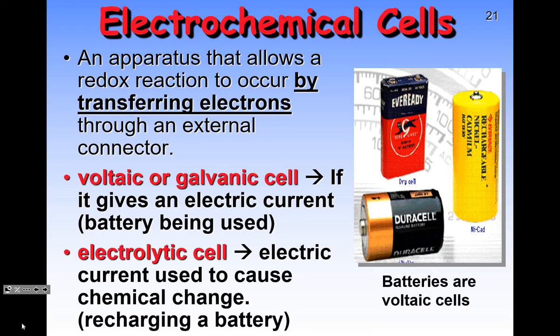So I always put a little hint here again. Voltaic is just using the battery like you would normally. Electrolytically, I'm recharging, putting it into the electricity. Okay, so little hints to help you remember for the test are always good, right? We okay to move forward?